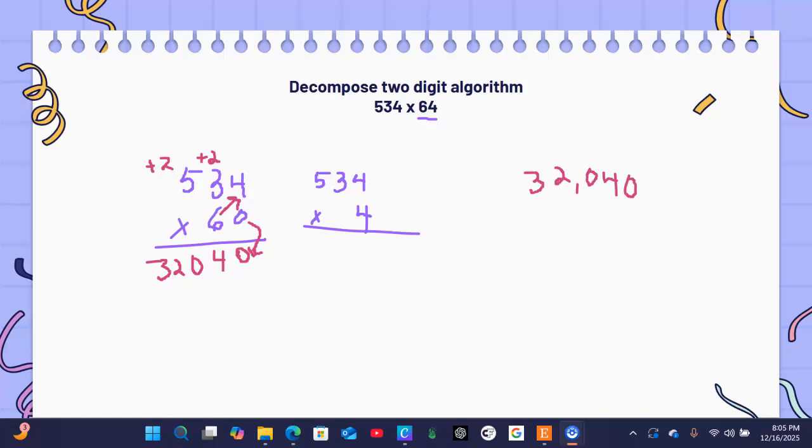And we go through and multiply this one. We know that 4 times 4 equals 16. And we make a brand new group of 10. 3 times 4 equals 12 plus 1 equals 13. Make a brand new group of 100. And 5 times 4 equals 20 plus 1 equals 21.